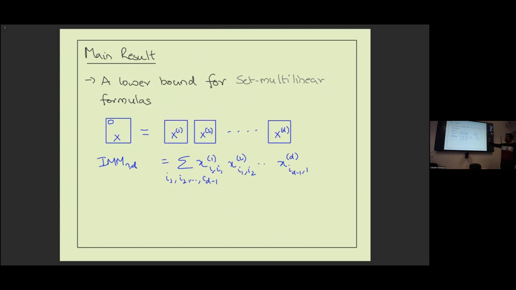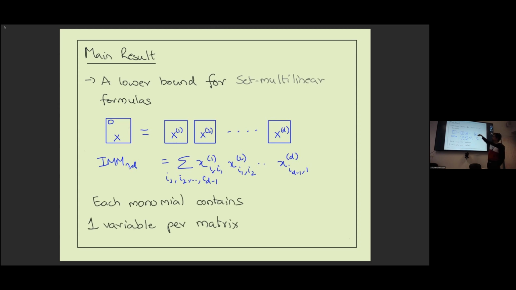So here's the polynomial we care about, the IMM polynomial. If you expand out the definition of the polynomial, you don't have to understand the details of this. But the main thing you need to understand is that every monomial in this expression multiplies one variable from each of these matrices. If you're going to multiply them together, then you have to take one variable from here, one variable from here, one variable from here. A polynomial that has this feature is what I call a set-multilinear polynomial, where every monomial has exactly one variable per matrix. So in general, if you can take the variable set of the polynomial and partition it into a number of parts, so that every monomial contains exactly one variable per part, that's set-multilinear.